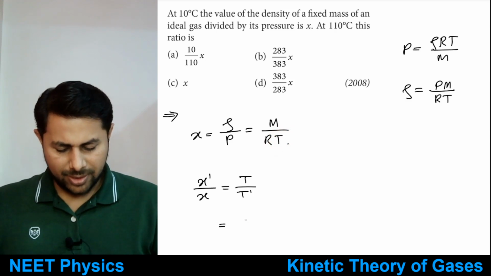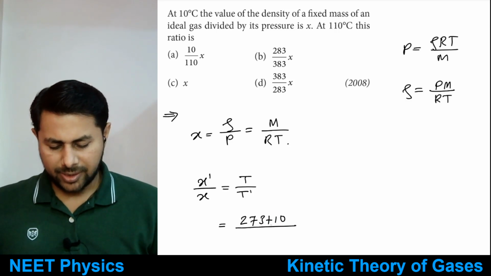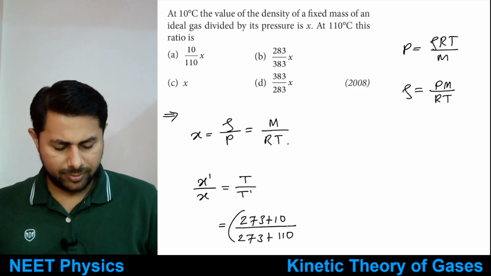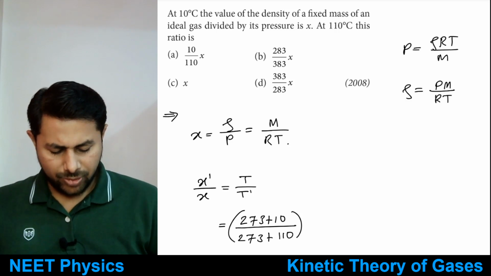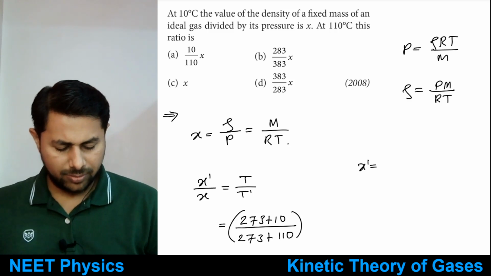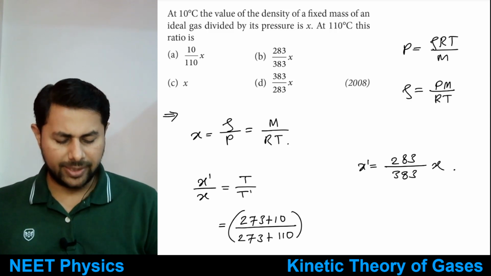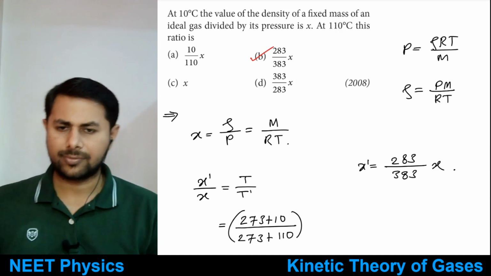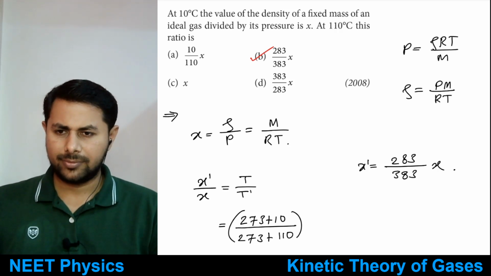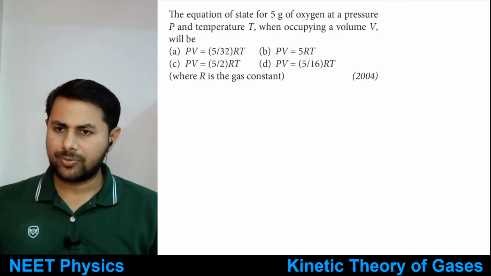So 10 degrees Celsius means 273 plus 10, and T dash is 273 plus 110. Then move X to the other side, so you get X prime equals 283 divided by 383 times X, and that's the answer. It is option B. Right, this one is clear. Very simple question. Let's see the next one.